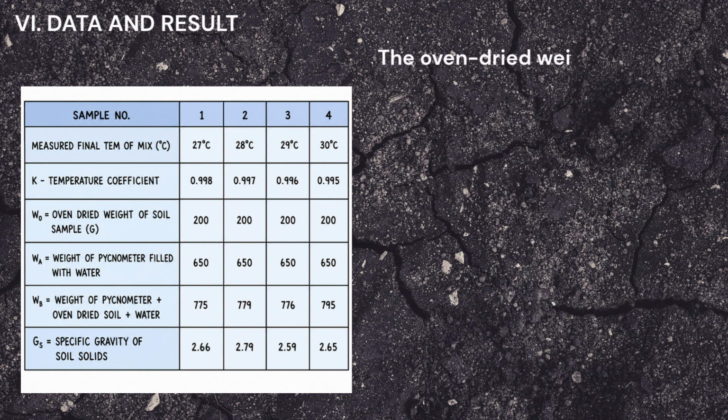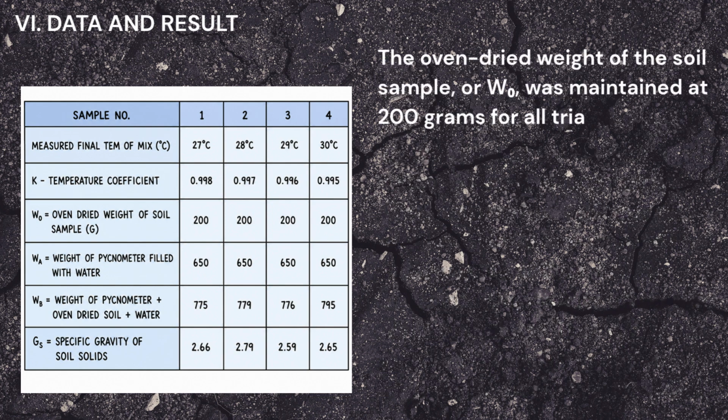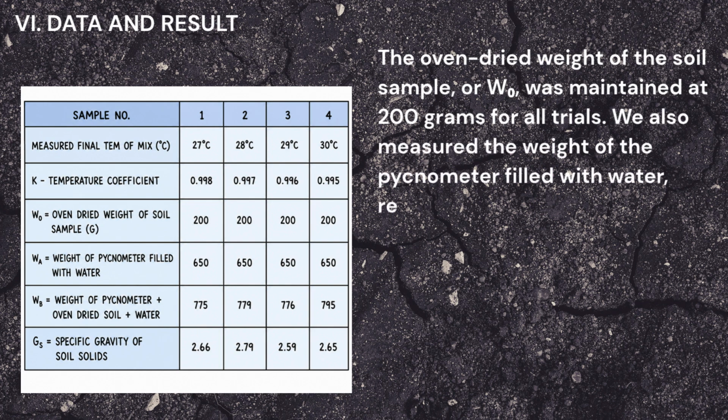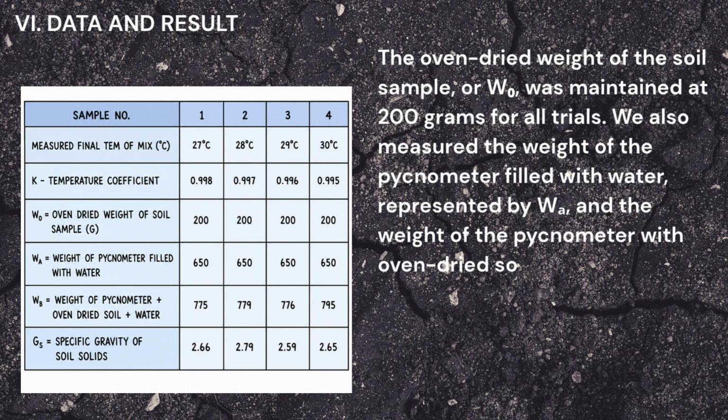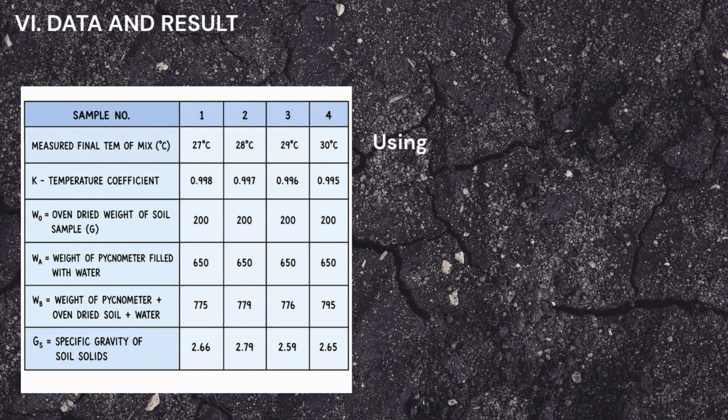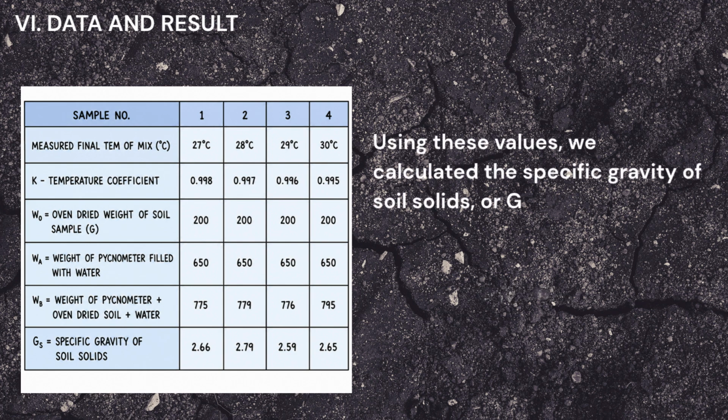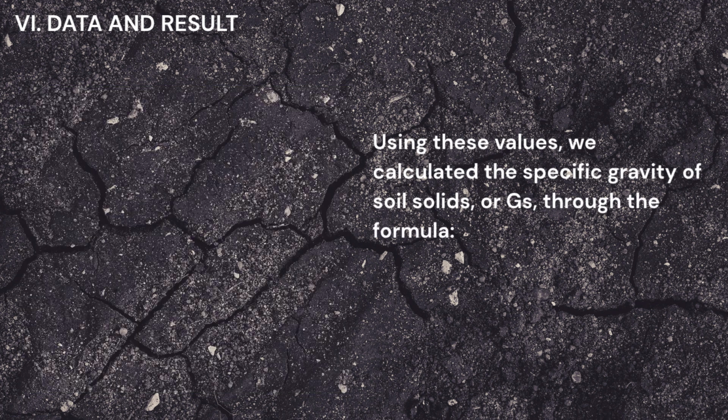The oven-dried weight of the soil sample, or W sub 0, was maintained at 200 grams for all trials. We also measured the weight of the pyknometer filled with water, represented by W sub A, and the weight of the pyknometer with oven-dried soil and water, represented by W sub B. Using these values, we calculated the specific gravity of soil solids, or Gs, through the formula.